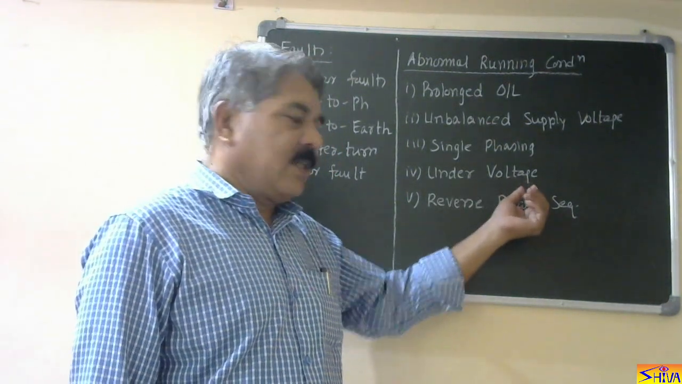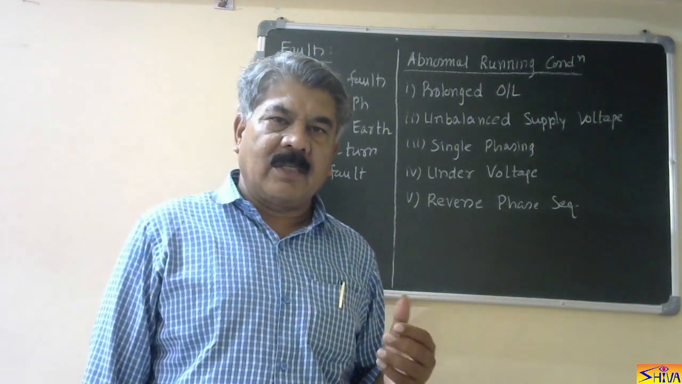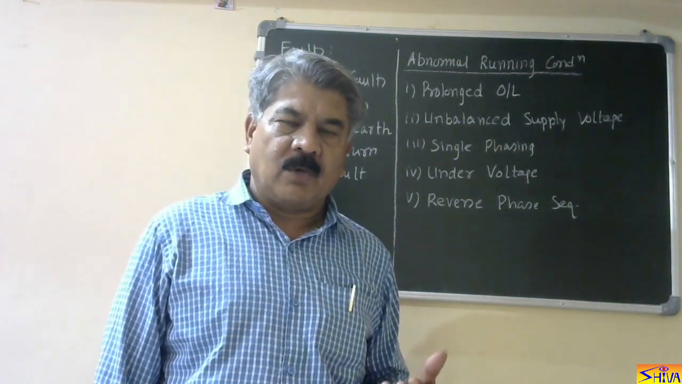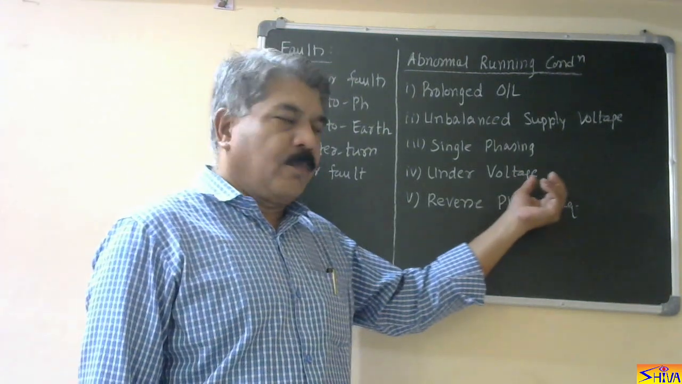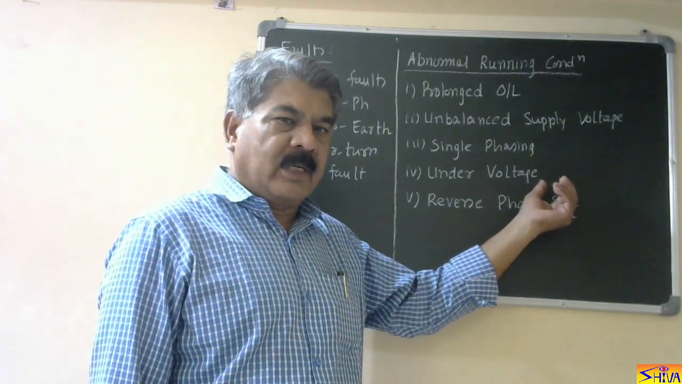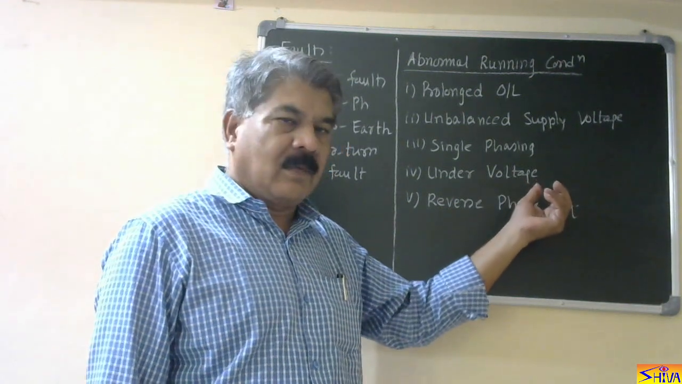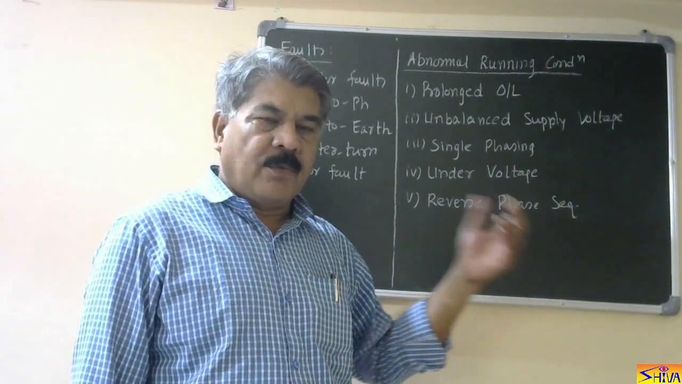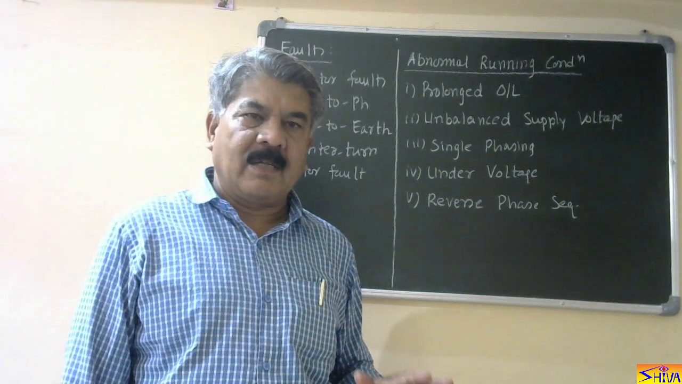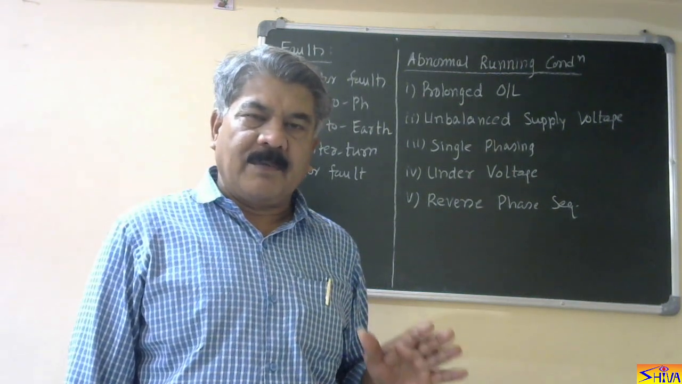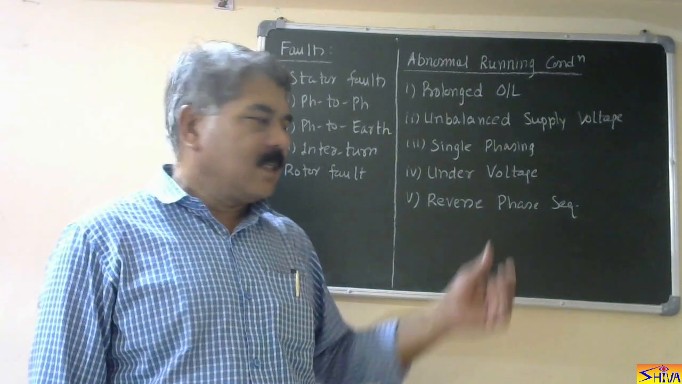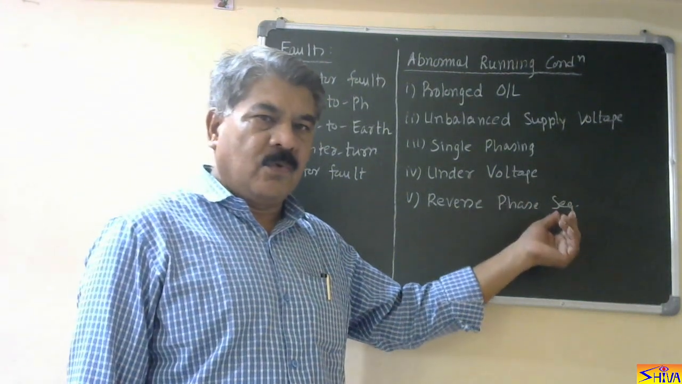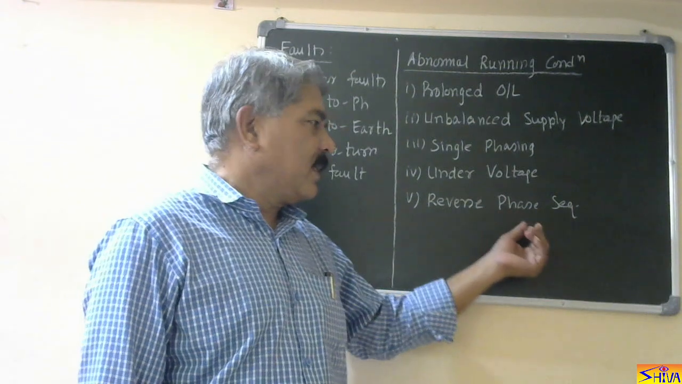Under voltage condition. Again, under voltage condition causes more current to be drawn by the motor. So that increases the current. So any overload protective device or temperature sensing protective device can protect against under voltage condition. So for small motors, no separate under voltage protection is provided. But if it is a large or very large, important induction motor, then separate under voltage relay is used for protection.